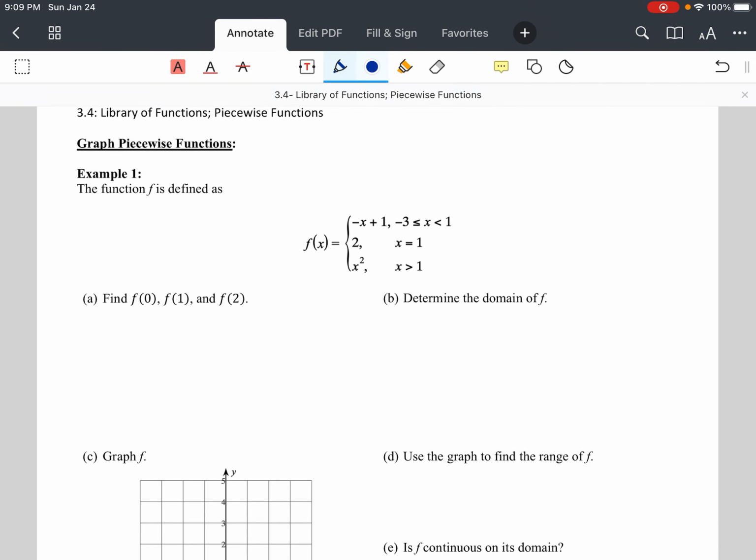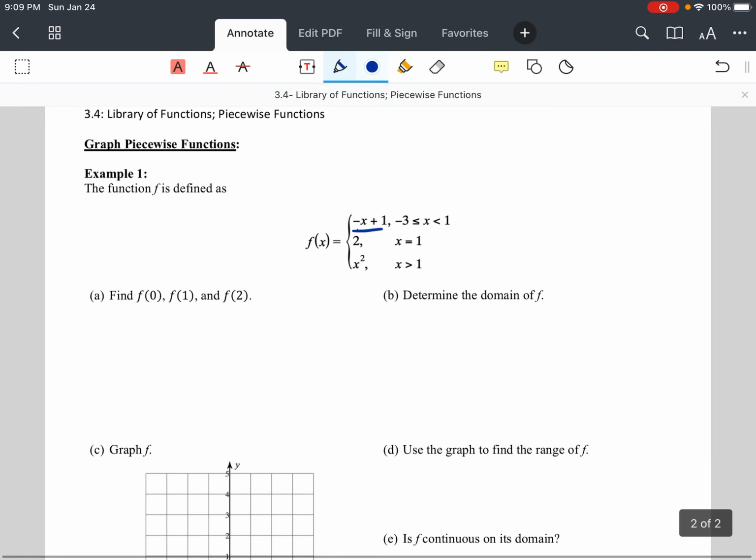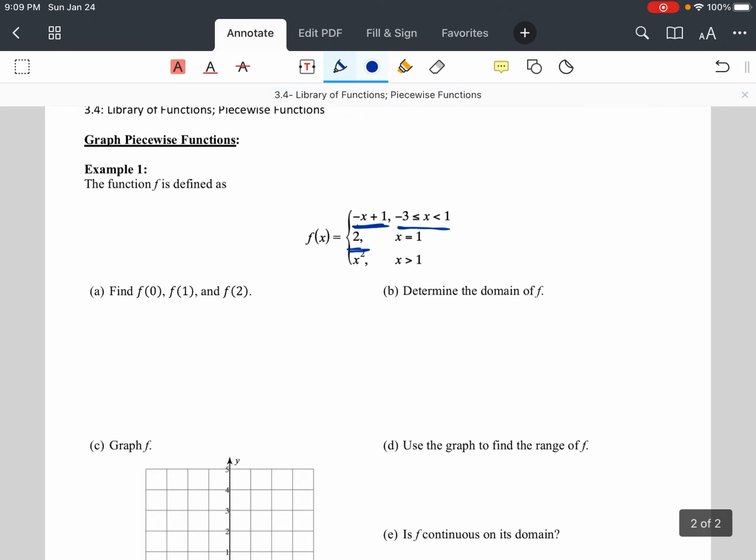Now let's go ahead and take a look at this first example. It says the function f is defined as f of x equals negative x plus 1 when x is between negative 3 and 1, 2 when x is equal to 1, and x squared when x is greater than 1.